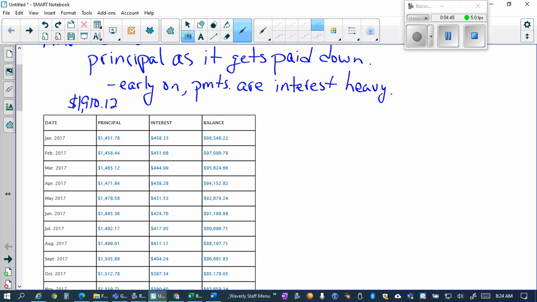Now look at the early on the interest portion. Your first payment has an interest portion of $458. What happens to the interest as time goes on of that payment? So all the way through the life of the loan, these two numbers add up to that exact payment, $1,910.12, right? But the principal is going up and the interest is going down, just keeping the payment the same. And so as you proceed through there, it starts getting paid down more and more rapidly. If that makes sense, okay?